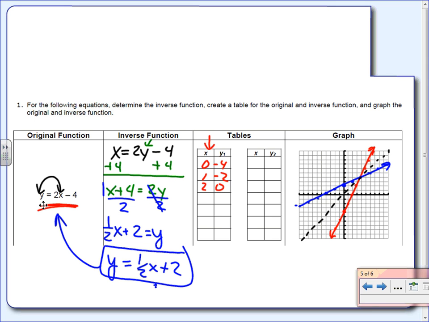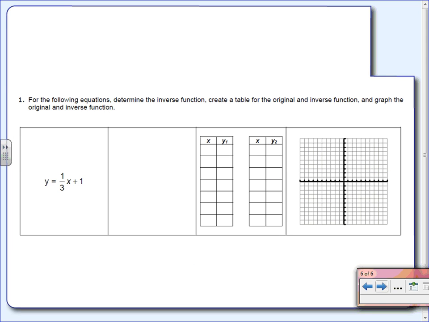All right, so let me take this one step further. If I'm seeing a reflection across this line y equals x, what should I notice about the tables over here? The flip. All right, so for example, instead of 0, -4, now the ordered pair is -4, 0. Instead of 1, -2, now I have -2, 1. So all the x and y values are switched, because we are talking about an inverse. All right, let's go to the next one.